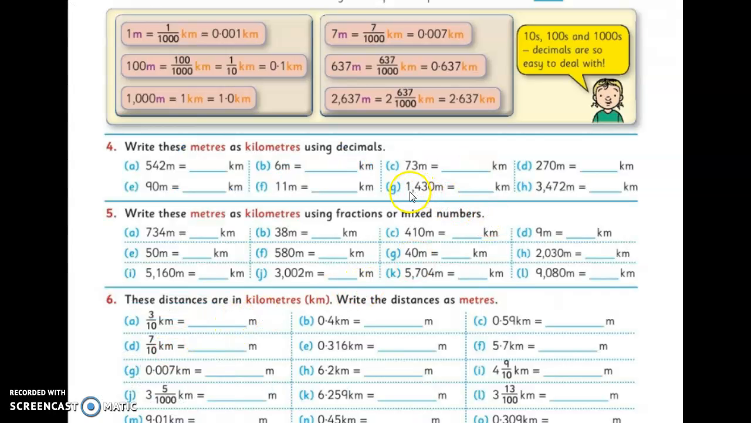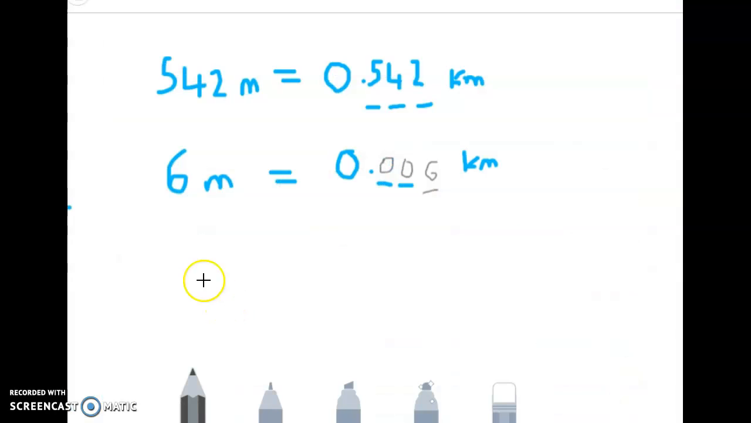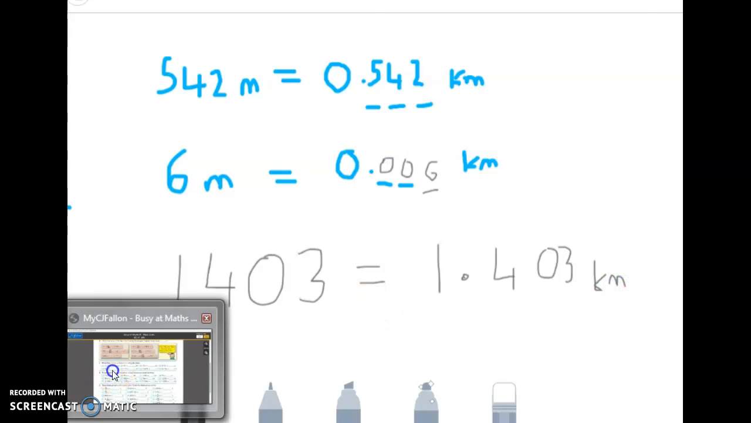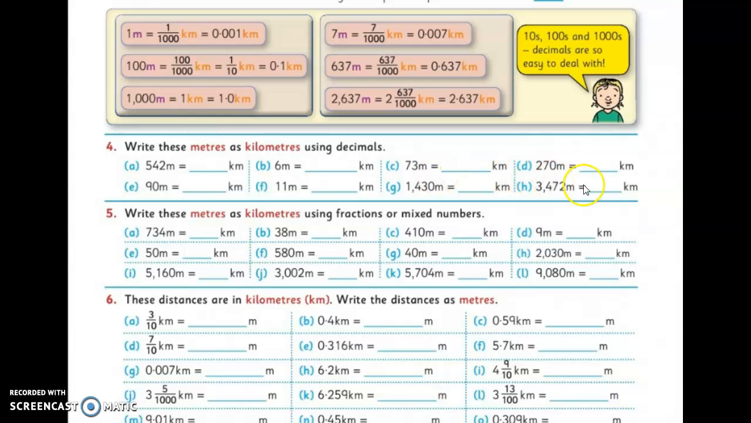Now if we look at this one here, 1,430 meters, have we got a kilometer? Yes, we do, because we have 1,000 meters. So 1,403, I think it was. Something like that anyway. So it's 1.403 kilometers. So the rest of them are something like that.